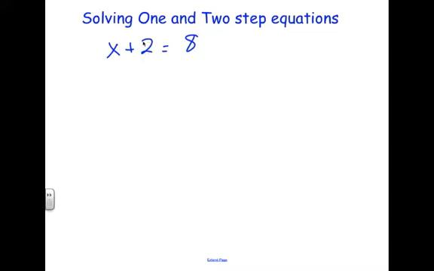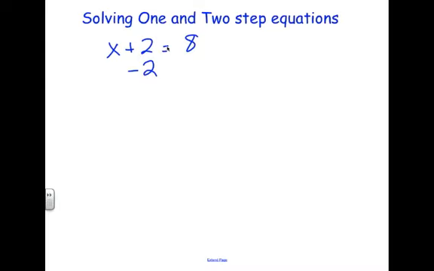But we have this plus 2 over here. We need to get rid of plus 2. In order to get rid of a positive 2 or plus 2, we need to subtract 2. We need to do the opposite. Whatever's going on over here, we have to do the opposite of on this side.